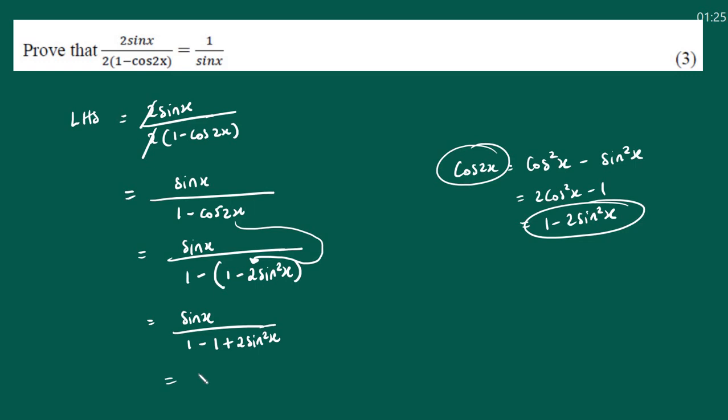Now 1 and 1 cancel, so you simply have sine x over 2 sine squared x, and then sine x can cancel one sine x there, so you have 1 over 2 sine x. Is it the same as the right-hand side? No. You have 1 over sine x there.